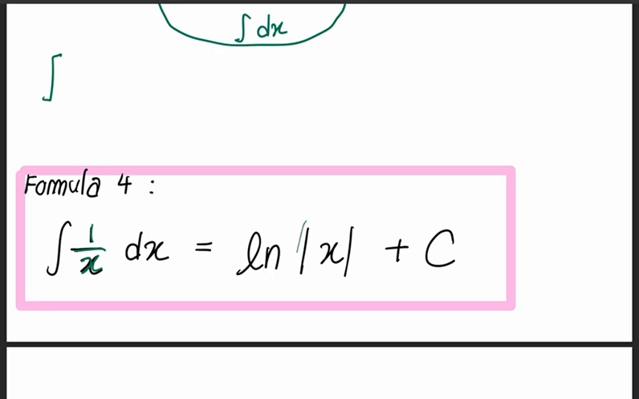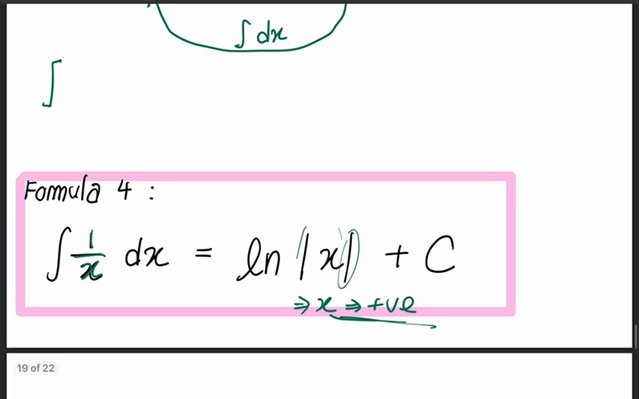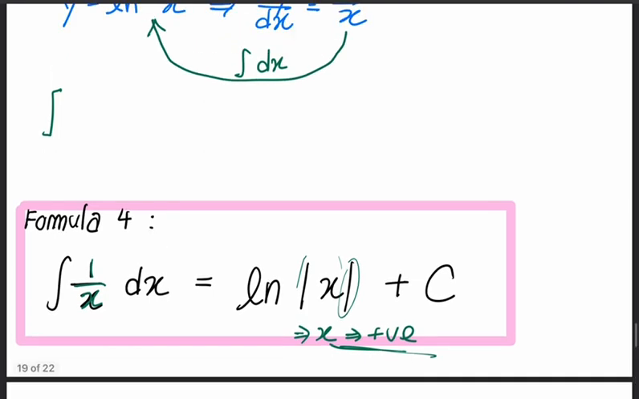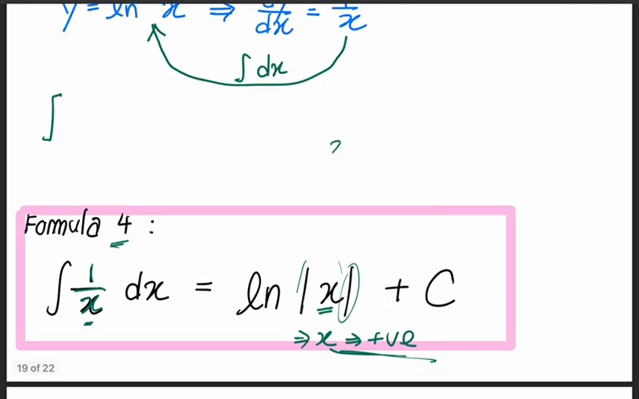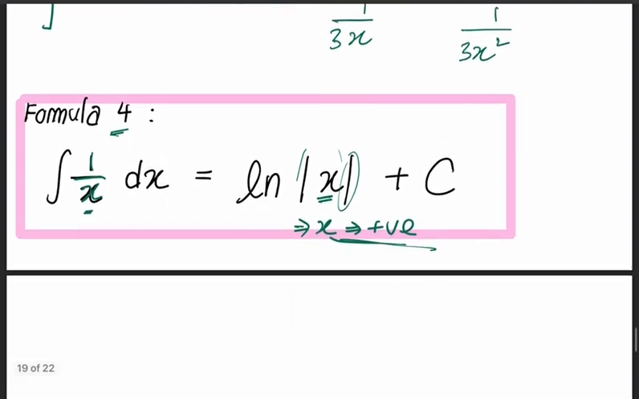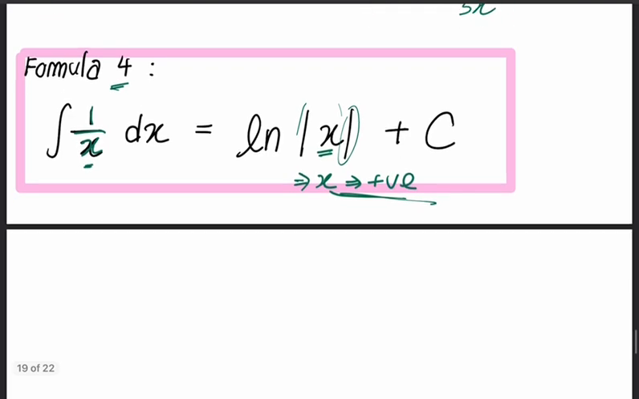Where we put a modulus at the x to show the x is positive. In STPM, you need to add a modulus sign, okay? So this is the formula that you need to memorize for formula 4. Alright, but this is only for x. It's not convenient to use because it's only x. Let's say I have 1 over 3x, then I can only use this. How about if I have 1 over 3x squared? This formula is invalid. So next, we learn another formula of logarithms.